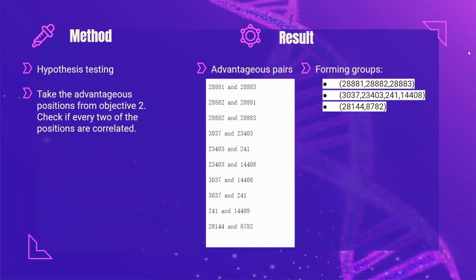So we use the method of hypothesis testing to check if 2 positions are correlated to each other. We take the advantageous positions from Objective 2, which are the 20 advantageous positions that have the highest number of mutation times, and we check if every 2 of the positions are correlated. Here are our results. We sorted the p-values and found the top 10 advantageous pairs. After observing the pairs, we can form groups, like the first 3 pairs, which we can form into group 1.